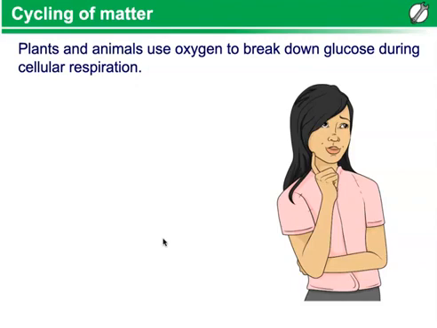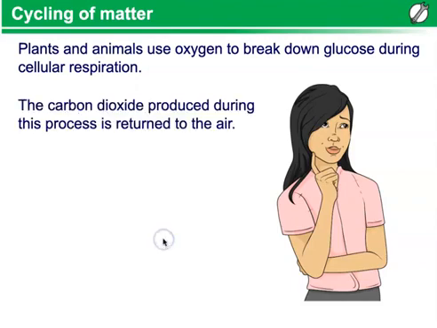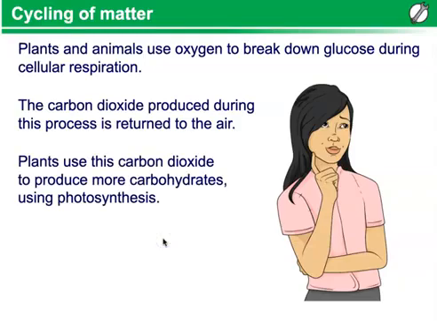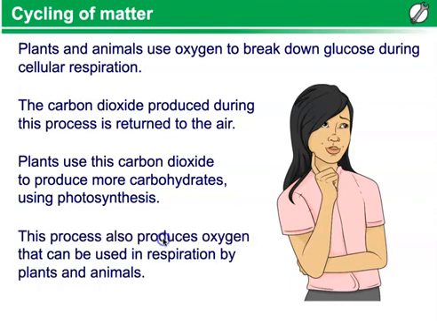cycling of matter. Plants and animals use oxygen to break down glucose during cellular respiration. The carbon dioxide produced during this process is returned to the air. Plants use this carbon dioxide to produce more carbohydrates using photosynthesis. This process also produces oxygen that can be used in respiration by plants and animals.